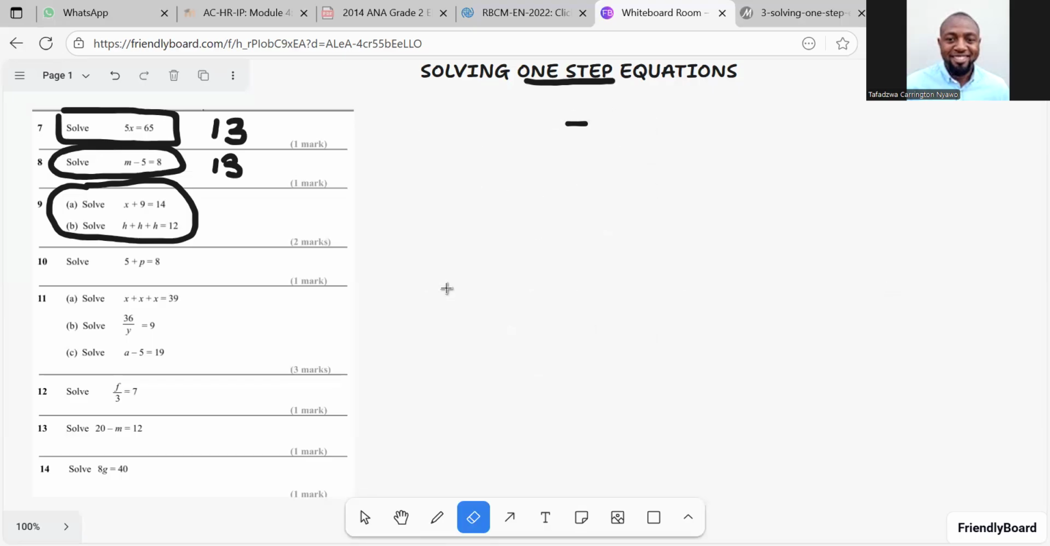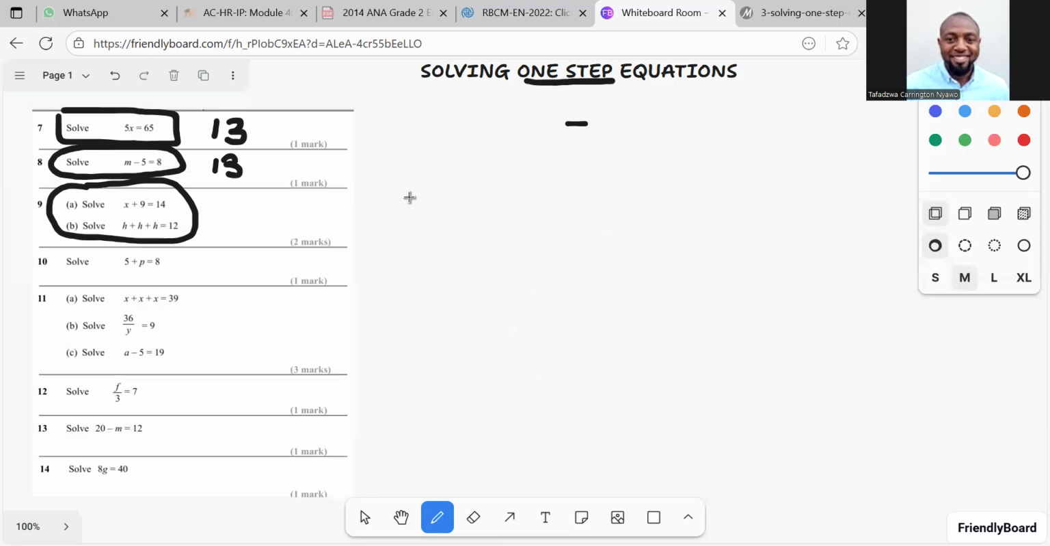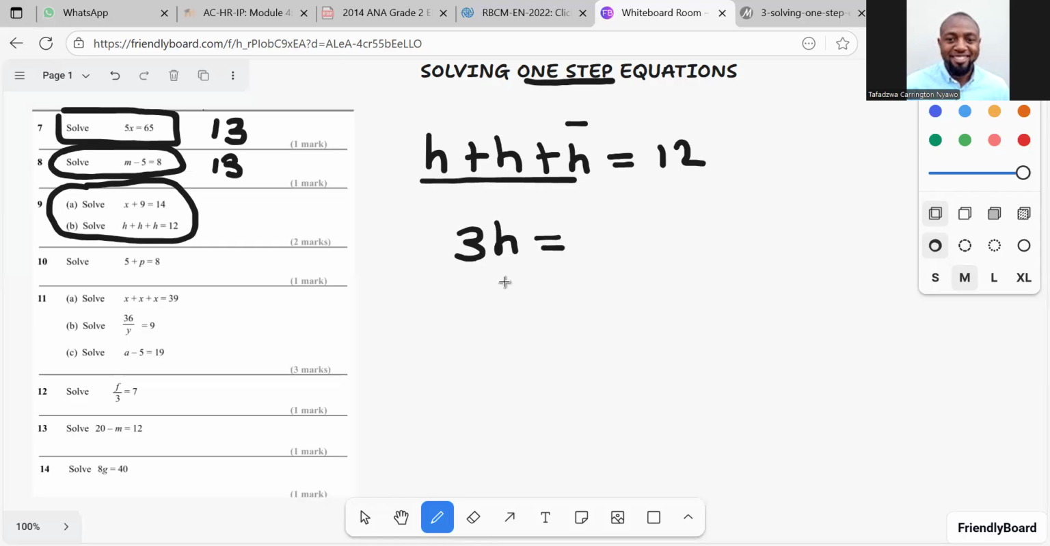All right, so now let's solve the other one here, which is h plus h plus h is equal to 12. All right, so this is simple. I'll start by adding here. h plus h is what? 3h is equal to 12. And then now I need to remove the 3 from h.